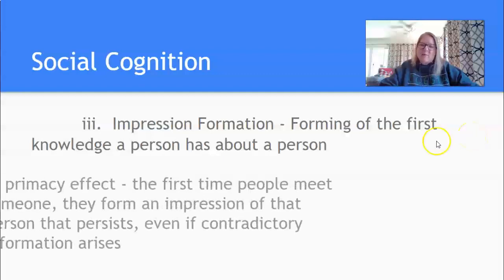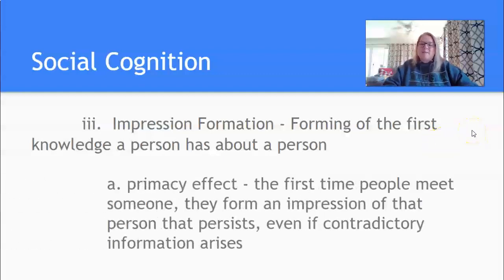It doesn't have to just be about a person. The primacy effect is the first time, though, people meet someone, they form an impression of that person that persists, even if contradictory information arises.